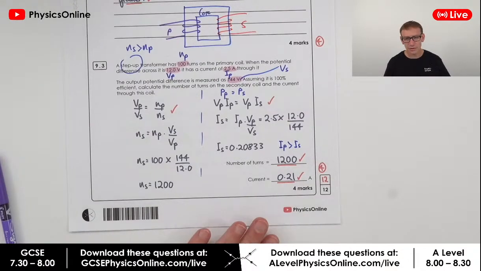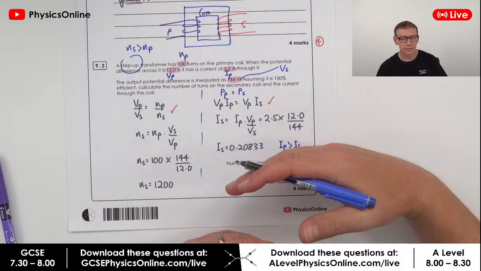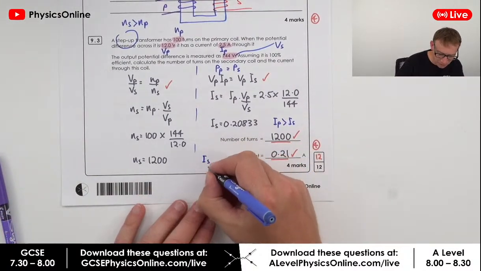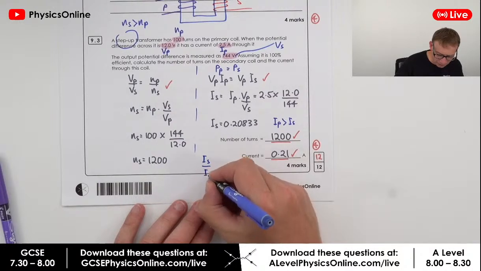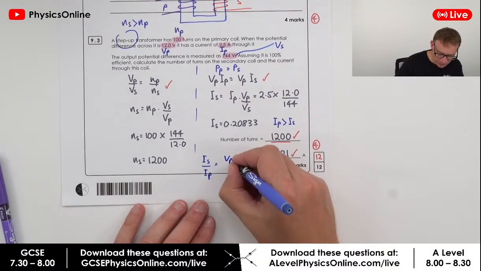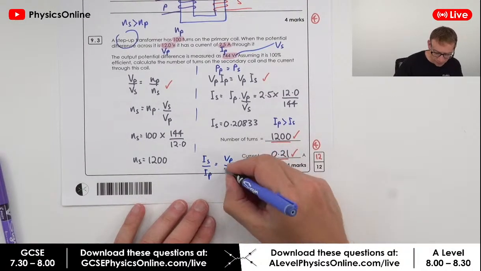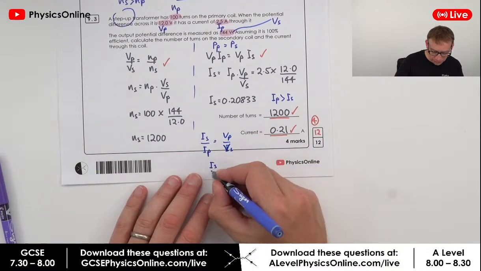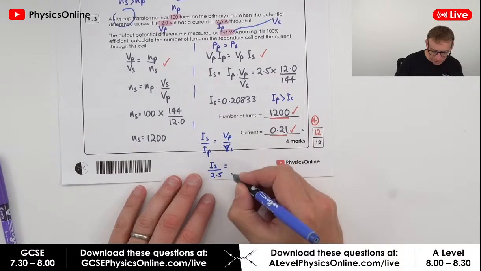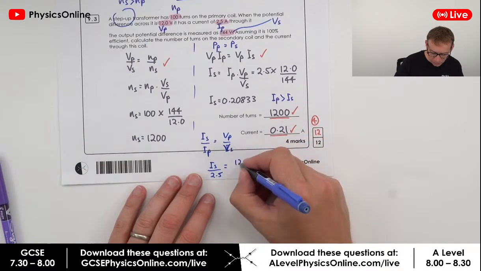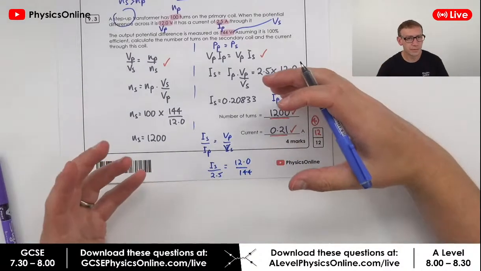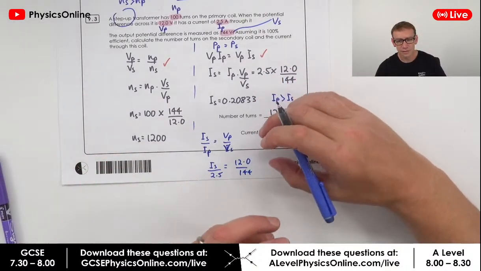Okay, do you have to show the rearranging? No, you don't. But I've done it just to try and walk you through step by step. The other way you could do it is you could just use the equation that the data book says, which is IS over IP is equal to VP over VS. You could just put the numbers in. So you could say that we don't know IS, but that's equal to 2.5 times VP, which is 12.0 over 144.